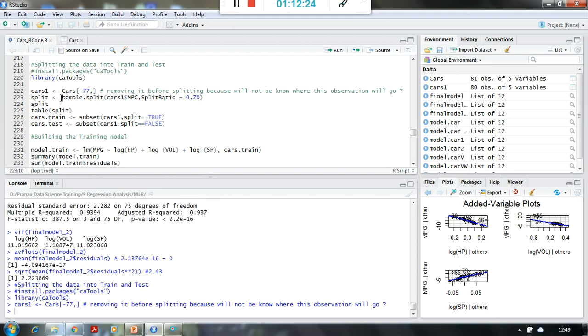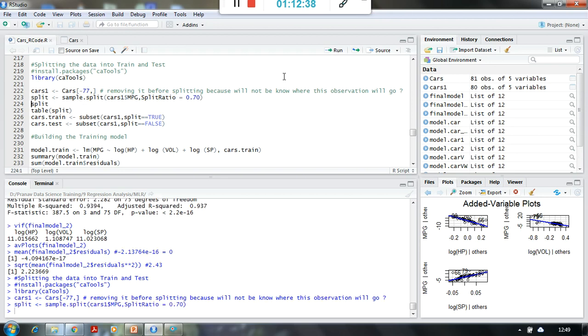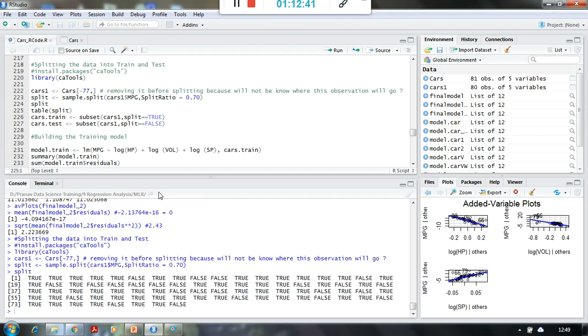Now what I am going to do is use the sample.split function, where I am passing any column of cars1, and I am setting the split ratio as 70-30, which means I want to split this data into 70 and 30% for training and testing. So this is what the split looks like. What this function does internally is assign virtual values of true and false randomly to these 80 values. All those true values are going to be my train set, and all those false values are going to be my test set.